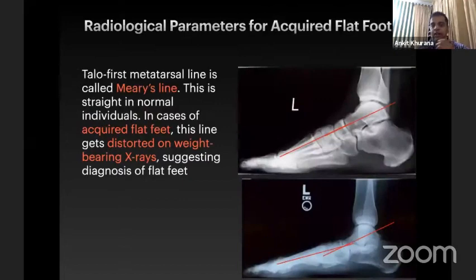For assessing the flat foot, one should look for the Meary's line. The Meary's line is formed between the first metatarsal and the talus. Normally, this line is parallel, and if there is a disruption, they're distorted. On weight bearing, if the Meary's line is distorted, it indicates an acquired flat foot deformity.